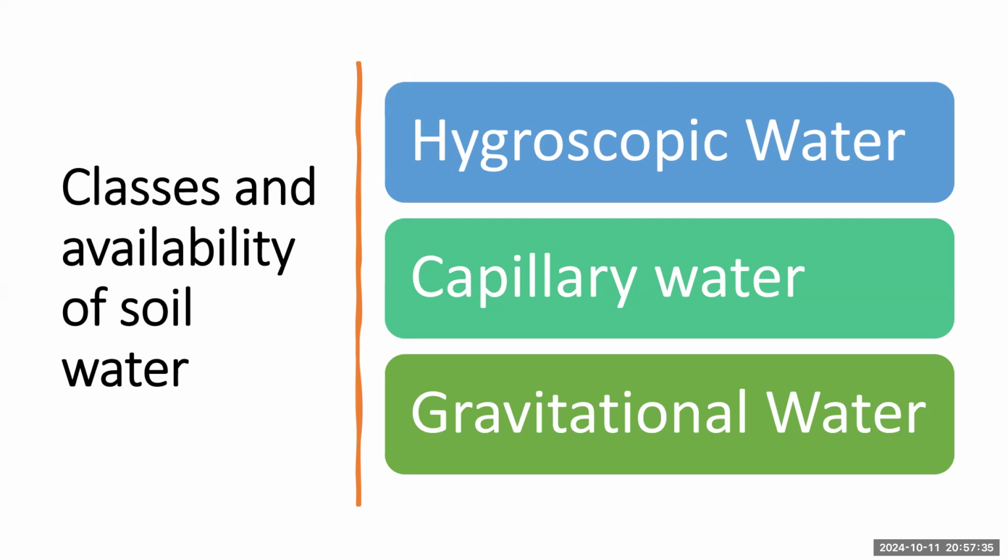So the first one is hygroscopic water. What do you mean by hygroscopic water? In geotechnical engineering, we have performed some practicals of calculation of moisture content from the soil sample. You know the procedure for that. We have collected a soil sample, and that soil sample is kept in an oven for 24 hours.